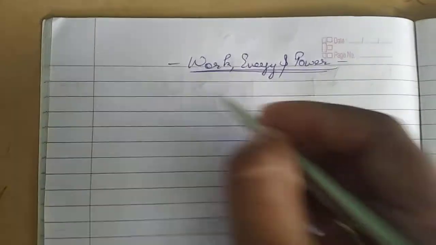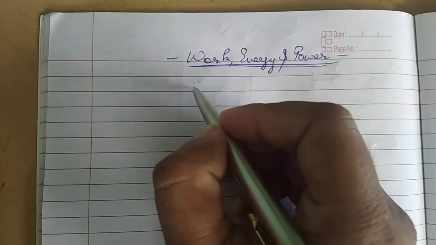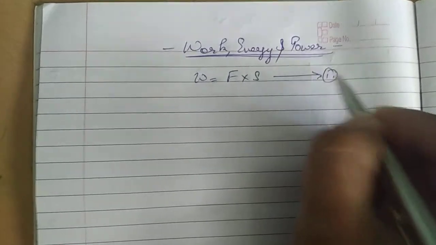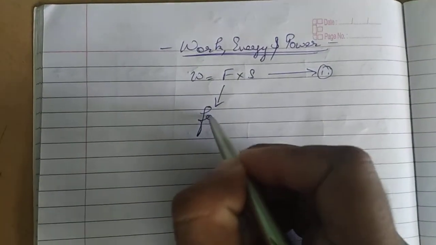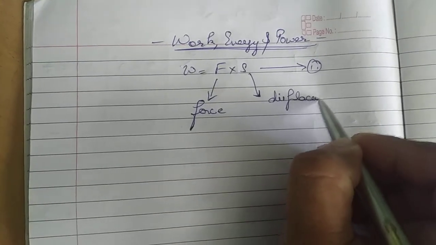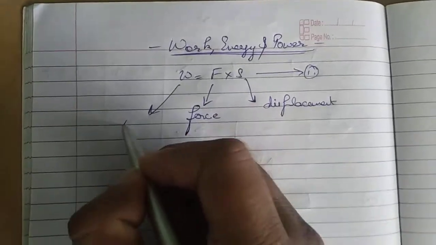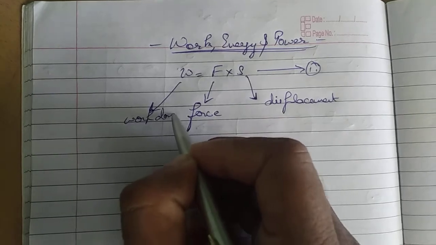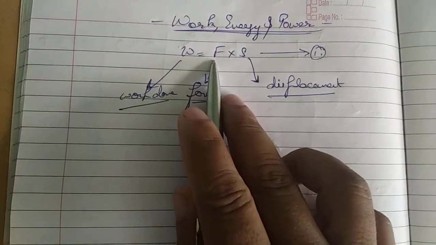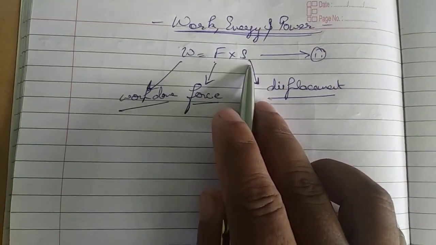Students, today we will revise the chapter work, energy and power. First of all, work done is given by W = F × S. This is equation number 1, where F is the force, S is the displacement and W is the work done. According to this topic, work is said to be done when force displaces a body to some distance.